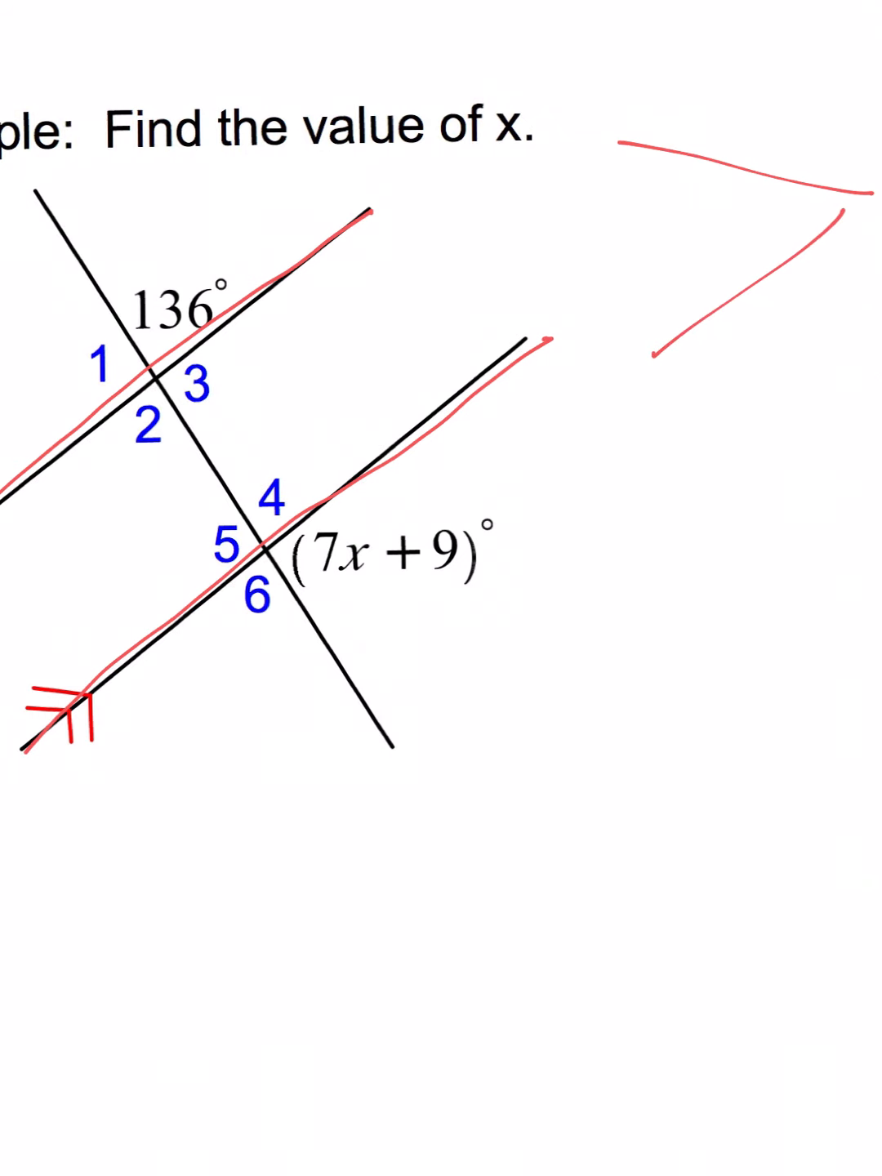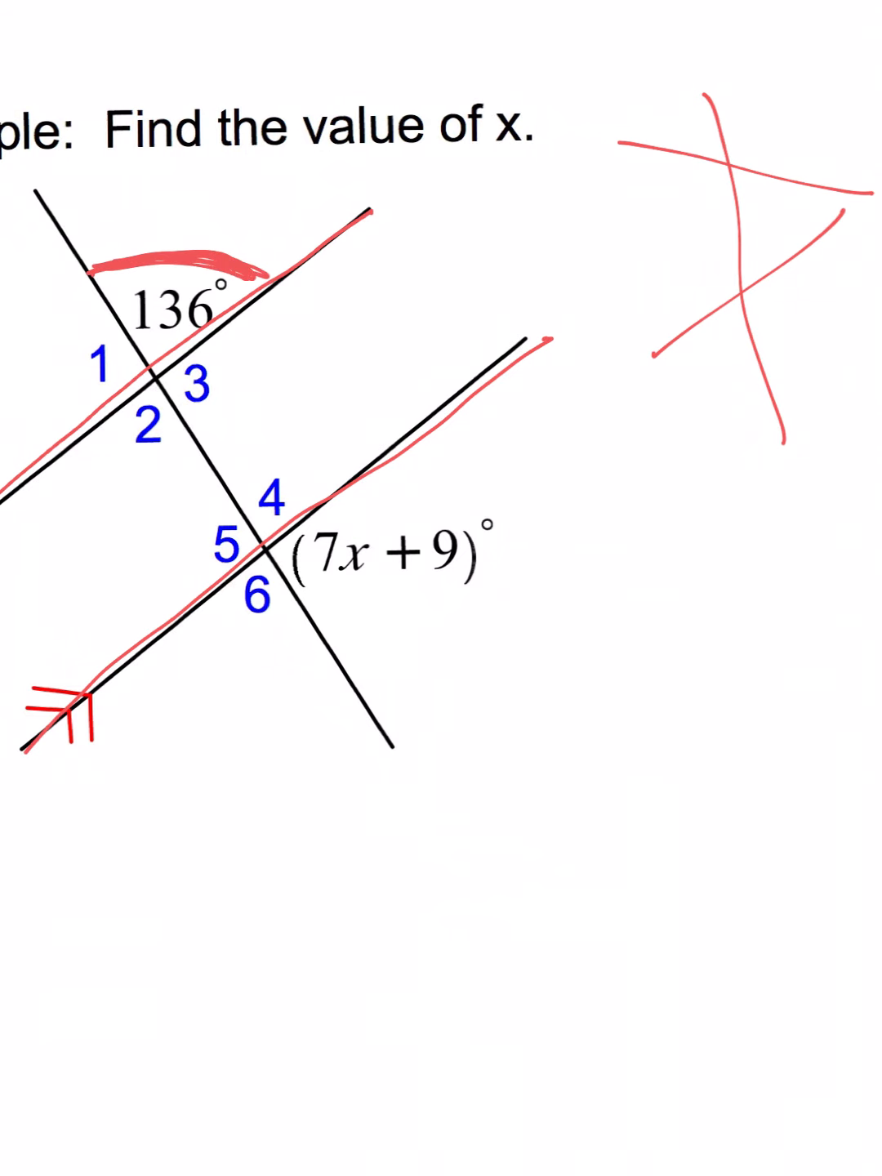If they weren't parallel and it was drawn like this and we didn't have little arrows showing that we had parallel lines, you wouldn't be able to say that alternate exterior, alternate interior, or corresponding angles are congruent. Okay, so you have to know that they're parallel. That's what the theorem is. You have to know they're parallel. So I'm going to use the whole alternate exterior angle theorem.